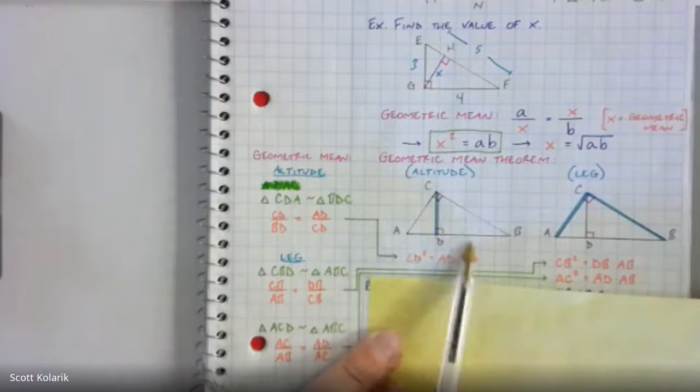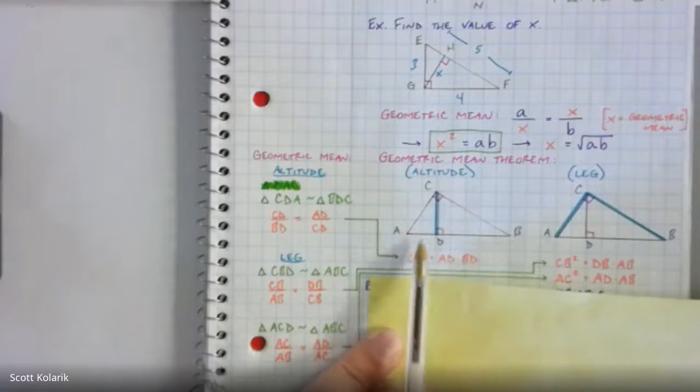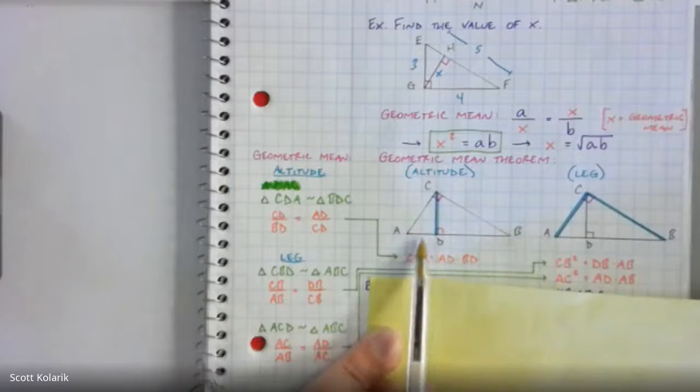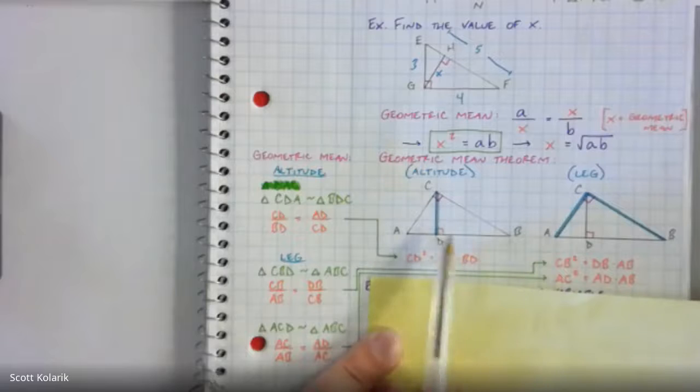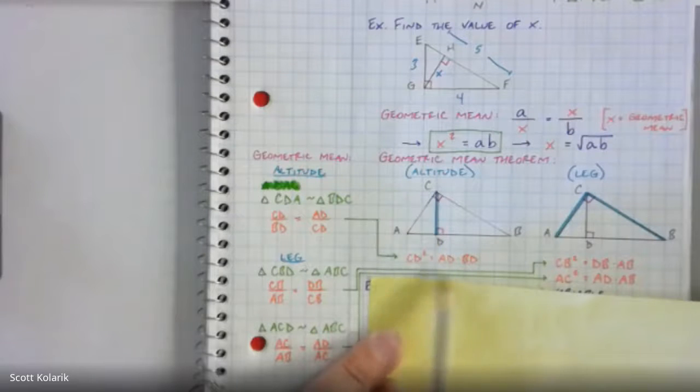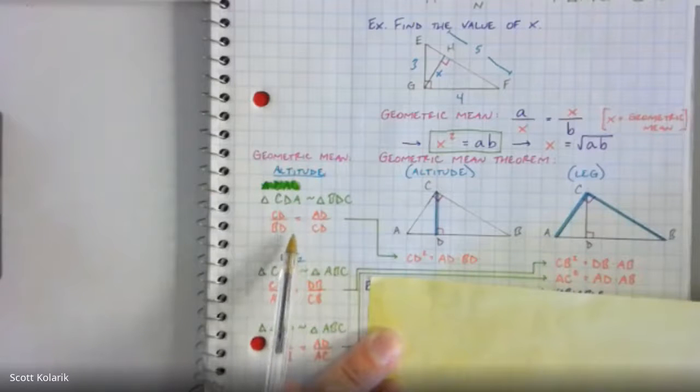In other words, it's the two pieces that make up the large hypotenuse. Whatever these two pieces are, they make the large hypotenuse. I'll multiply those pieces together, and they equal the square of the altitude. That's what this translates to. So where did that come from? Again, I've derived it over here.